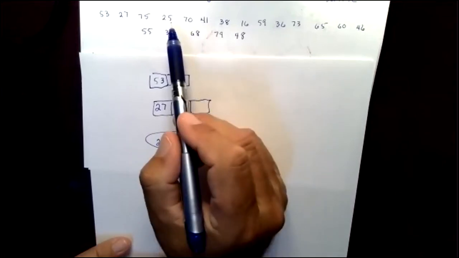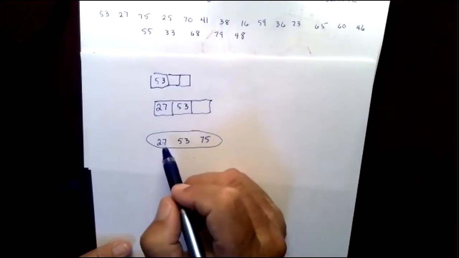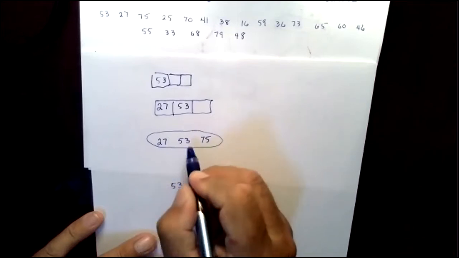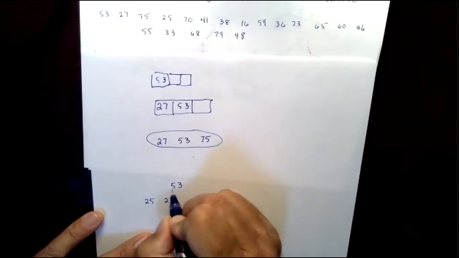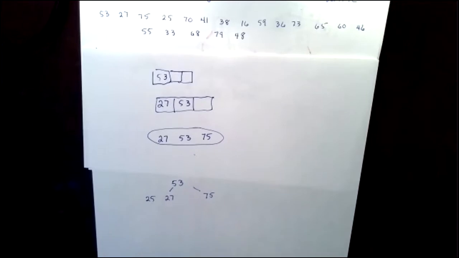Next number I want to put in is 25. And I look and go, uh-oh, there's no room to hold it. So I'm going to split this, keeping the middle value. The middle value is 53. Over here is 25, 27. Over here is 75. So I went to my next level for my number of numbers. And as you can see, it's still going to be a fairly quick search.